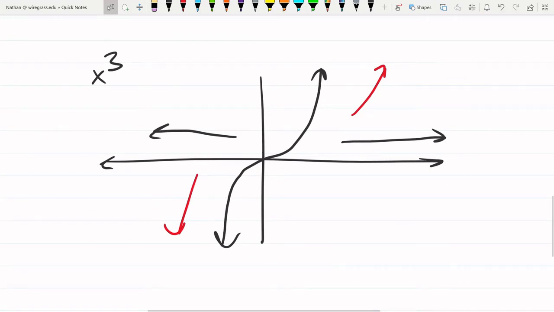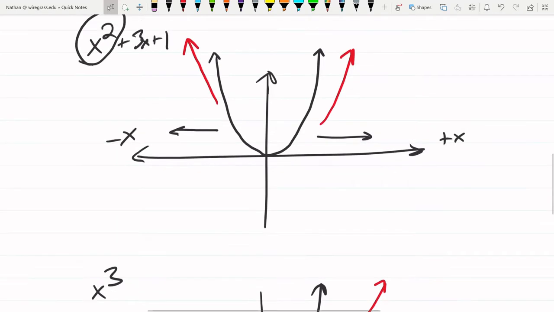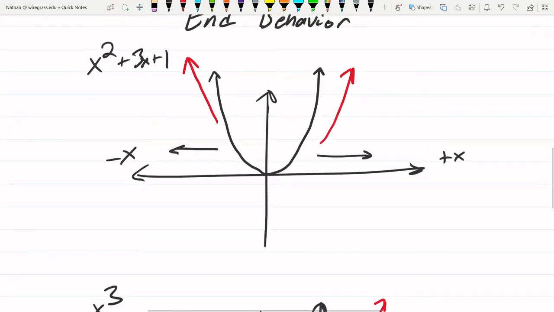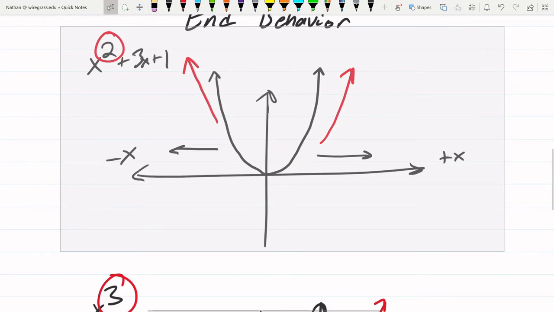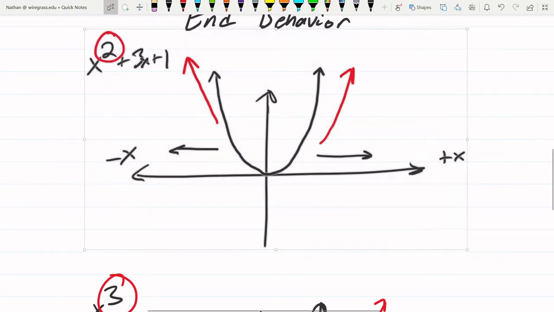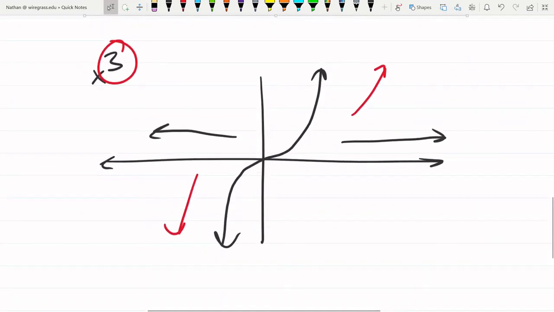Now, this is always a theme between even and odd powers. You'll notice that x squared is an even power, and x cubed has an odd power. So even functions will always have this type of behavior where the end behavior is the same, up and up. Whereas odd powers of polynomials, odd degrees I should say, have opposite end behavior.